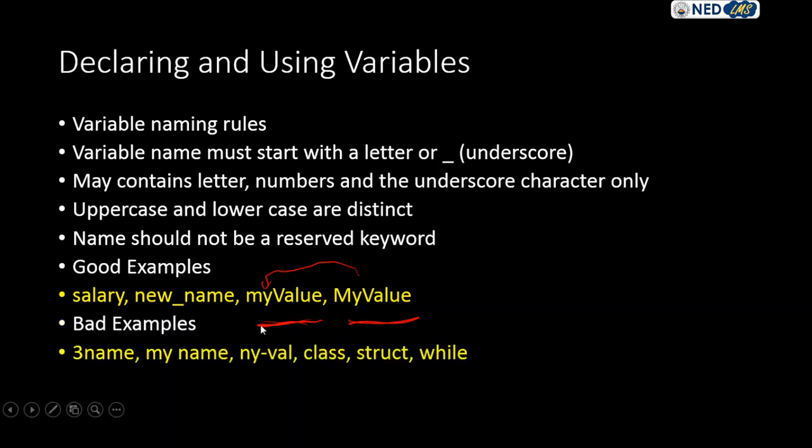Some bad examples: this is obviously not going to work because it's starting with a number. This contains a space. This contains a dash but not an underscore. Underscores are allowed, as here. Class, once again, is a reserved keyword. Struct is also a reserved keyword, and while is also a reserved keyword. So it's suggested that you use names for variables or objects which are self-explanatory and not use the reserved keywords.